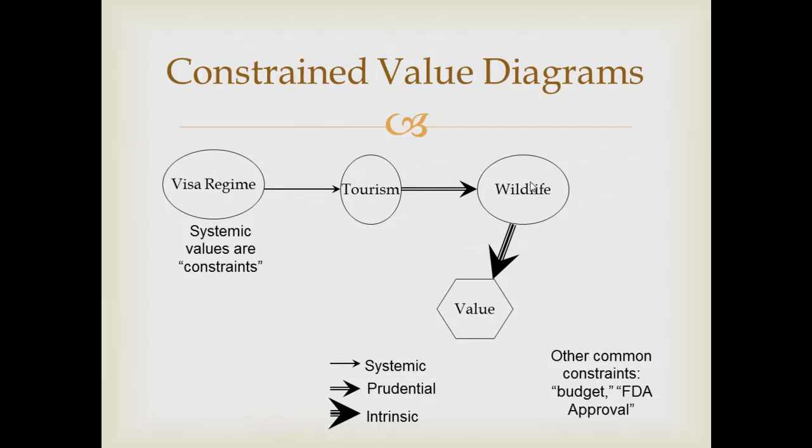Next, we have what we call constrained value diagrams. Anytime we need to include systemic values in our value thinking, we will call those diagrams constrained. Why? Because systems are always a constraint on value. For example, visa regime is a system that decides who's going to come in and out of Africa. So that's a systemic value and it's a constraint. Other common examples, budgets or FDA approval for pharmaceutical decisions, these could exist in our value diagram. So systemic values are denoted by the thin, single bar arrow.